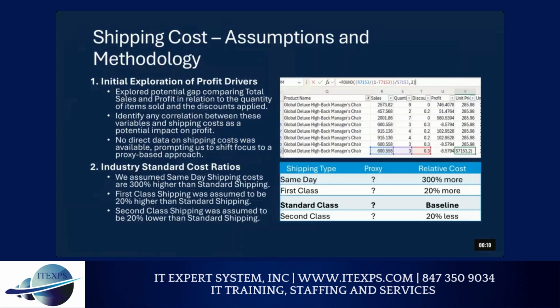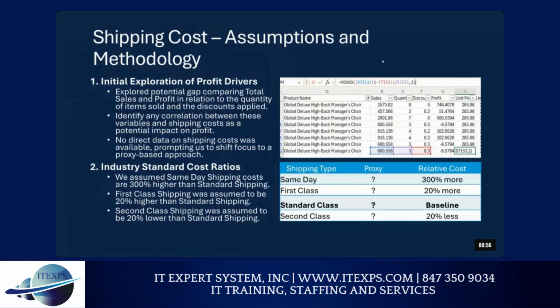In analyzing shipping data, it's important to acknowledge that assumptions are being made to derive our conclusions in the absence of specific cost data. The goal is to provide directional insights rather than exact calculations. We researched industry standards to understand the cost differences between the shipping methods used. If we consider standard class as our baseline, second class is generally 20% less, first class 20% more, and same day is 3 times the cost of standard class.